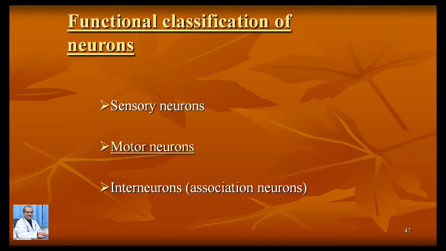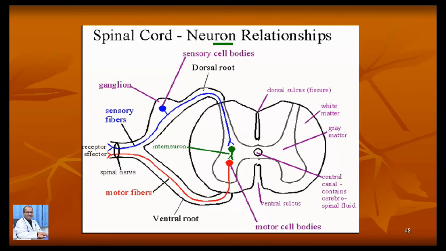And the functional classification of neurons, as usual, is sensory, motor and interneurons. This is the simplest classification of neurons. Here you can see the spinal cord cross section. This is known as the dorsal sulcus, or fissure, whereas this one is the ventral sulcus. If you take out the spinal cord and cut like this, the cross section will look like this.